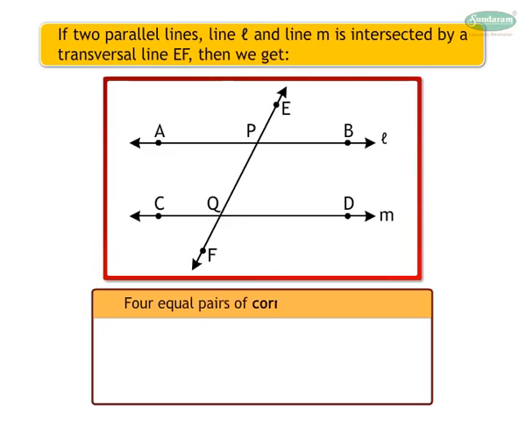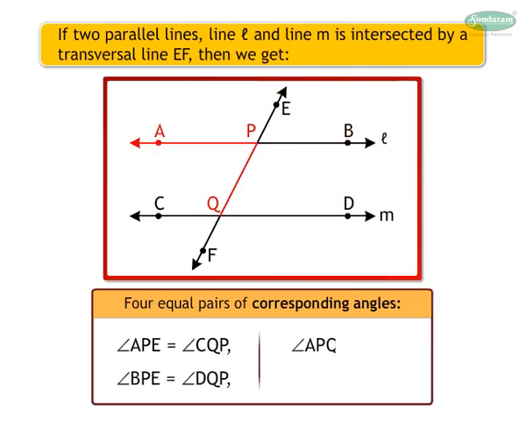4 equal pairs of corresponding angles. Angle APE is equal to angle CQP. Angle BPE is equal to angle DQP. Angle APQ is equal to angle CQF. Angle BPQ is equal to angle DQF.